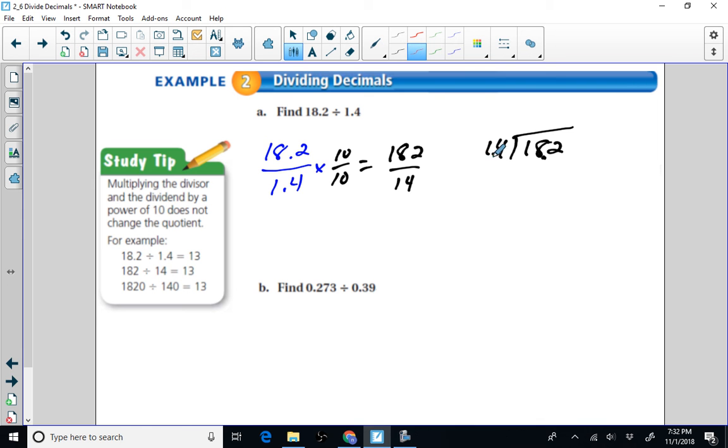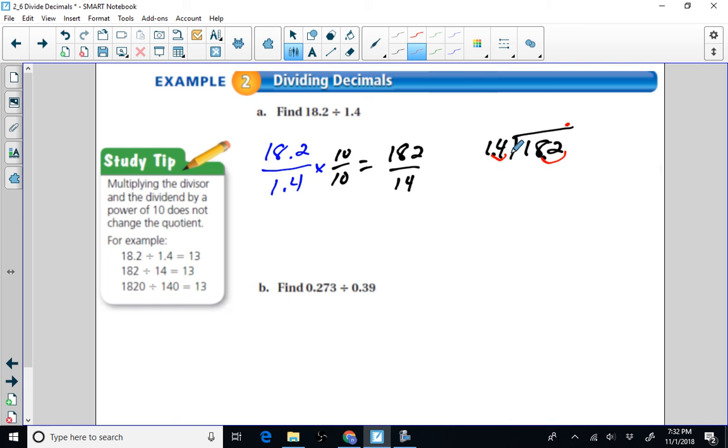When we slide the decimal point one place to the right in our dividend, one place to the right in our divisor, and put a decimal point in our quotient. All right, divisor, dividend, quotient. And by doing that, we're really multiplying the numerator and the denominator by 10.